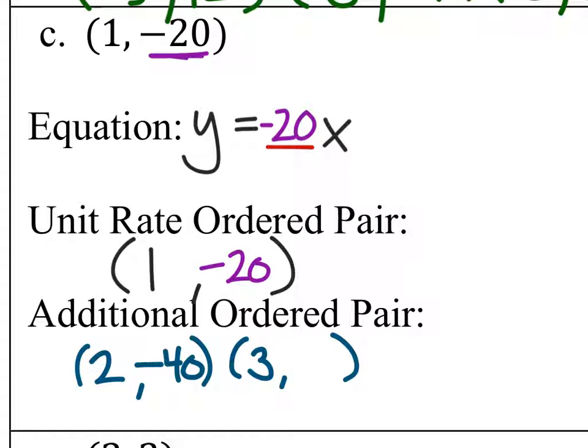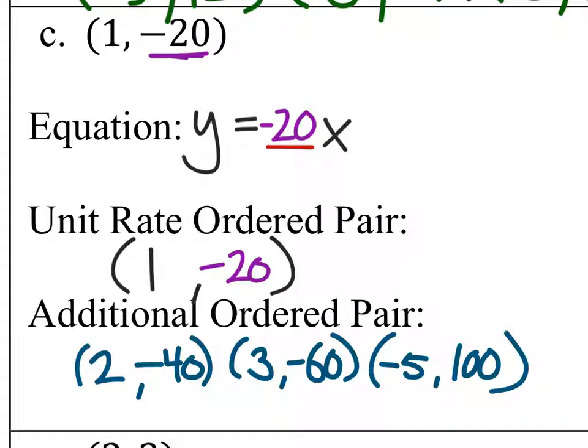60. Yeah, very good. You guys see the pattern right there? What if we made this a -5 for the x? What would the y value be? Well, again, I go back to the equation. I do -20 times -5, which is a positive 100.